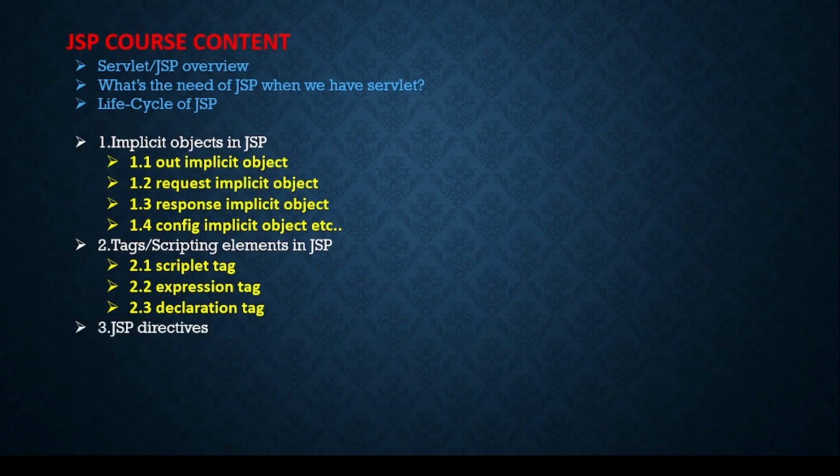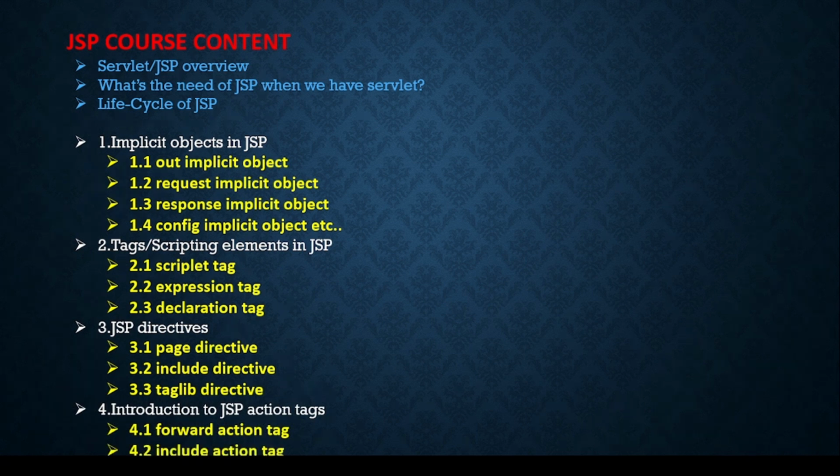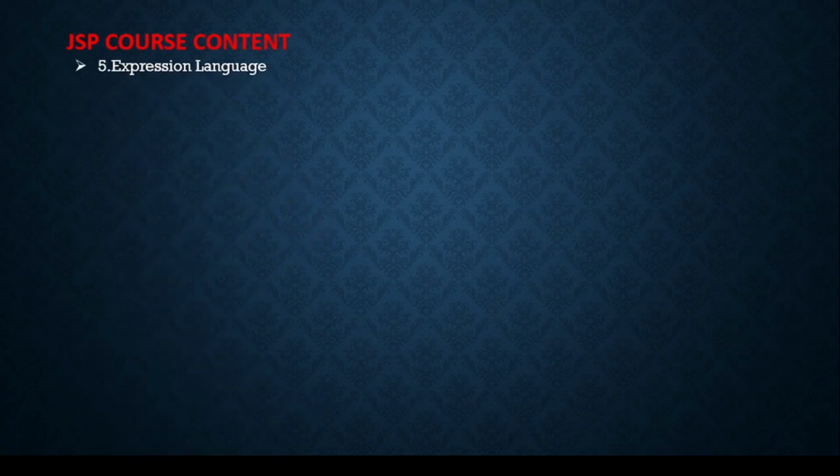Then the third chapter is JSP directives. What are JSP directives? Page directive, include and taglib directives, all these kinds of directives we are going to see. The fourth one is introduction to JSP action tags. What are the action tags? Forward action tag, include action tag, and JavaBean action tags. These are the tags we are going to see. Once that is completed, we'll see expression language, then MVC in JSP, and JSTL introduction.